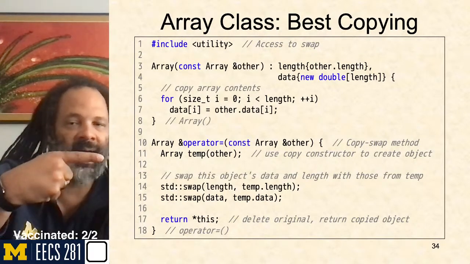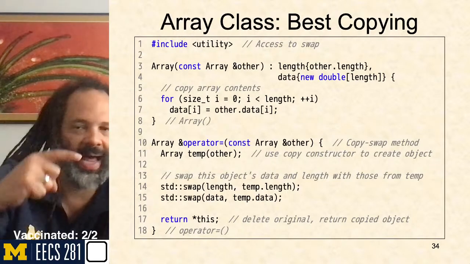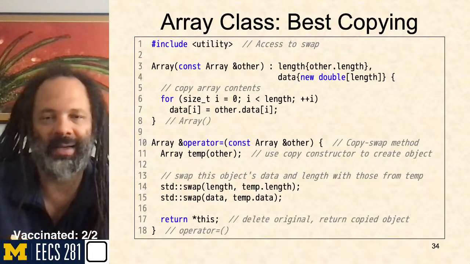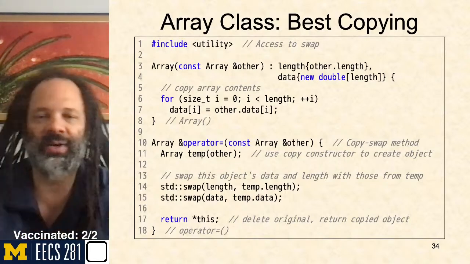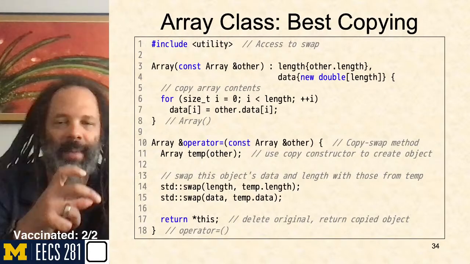So now temp has this done for it. So that's where the copying actually happens. Then I swap temp with this. I take temp's data, I take temp's length and put them in this, and then I can return a dereference to this. So I make a copy here and I swap it with mine.